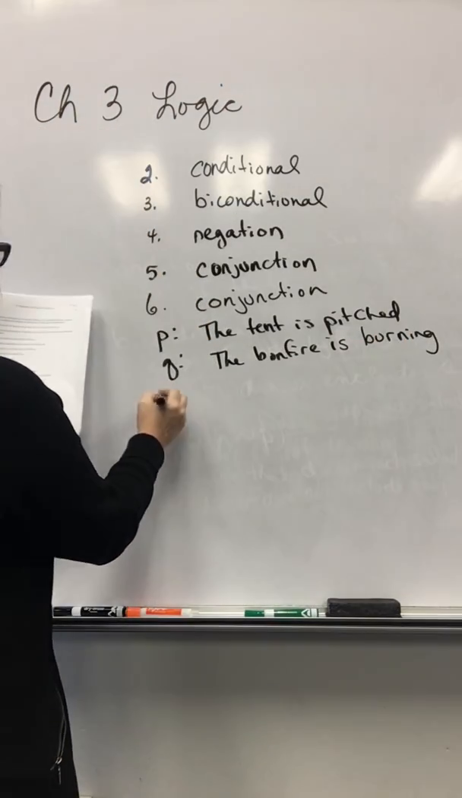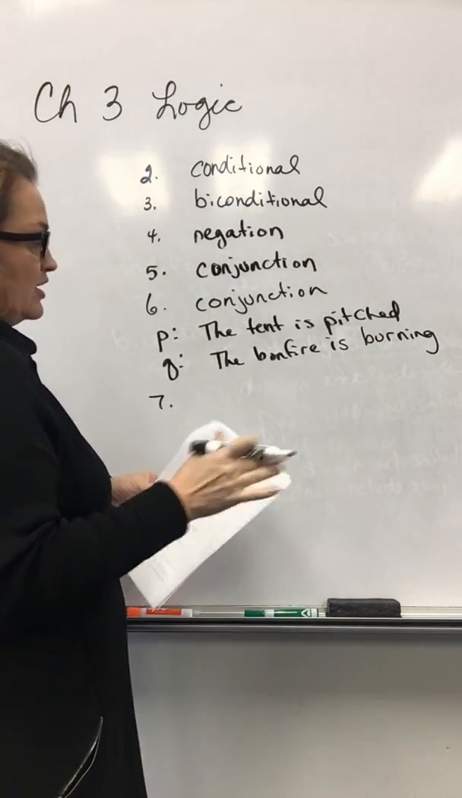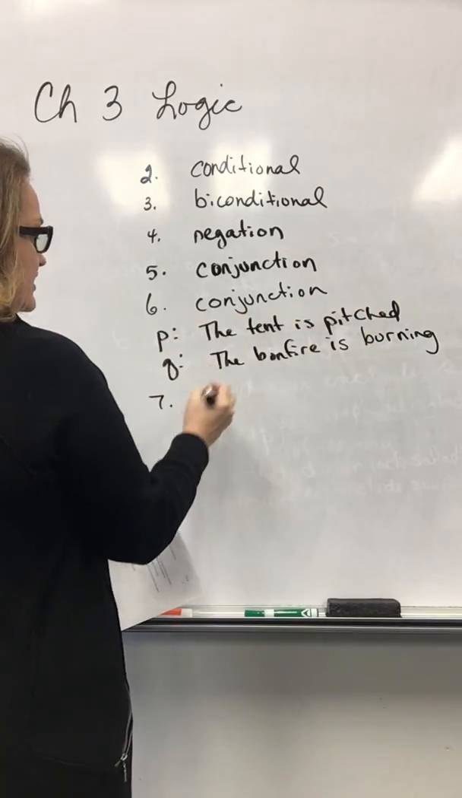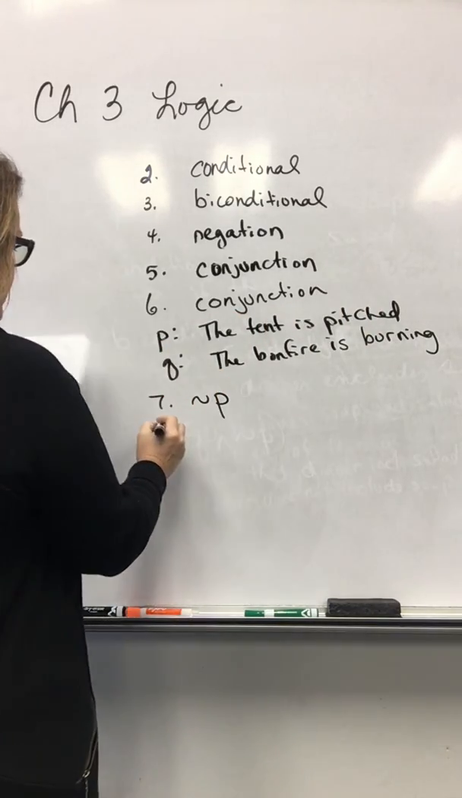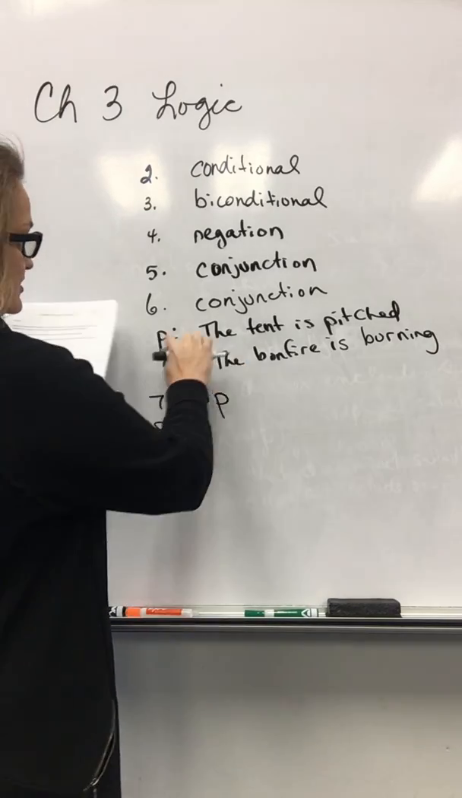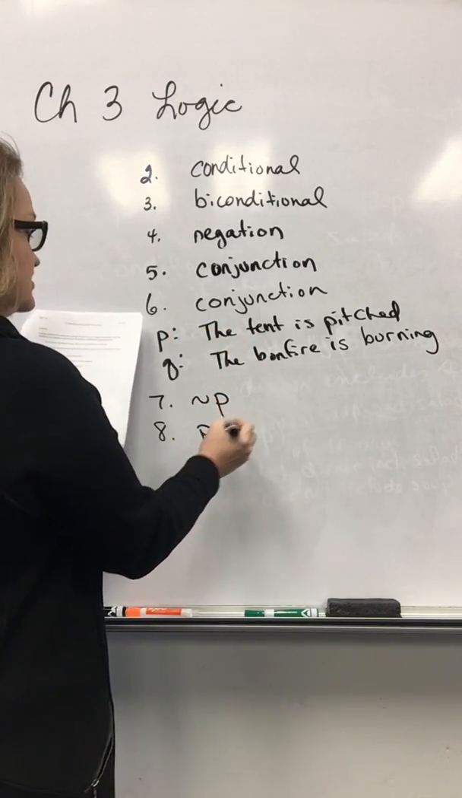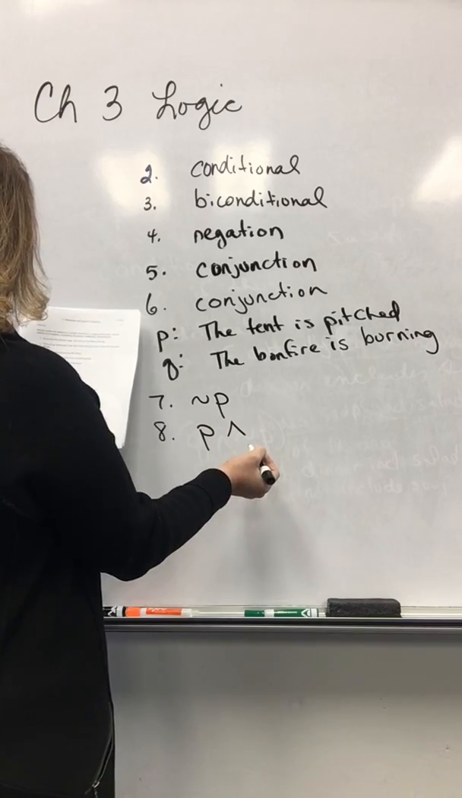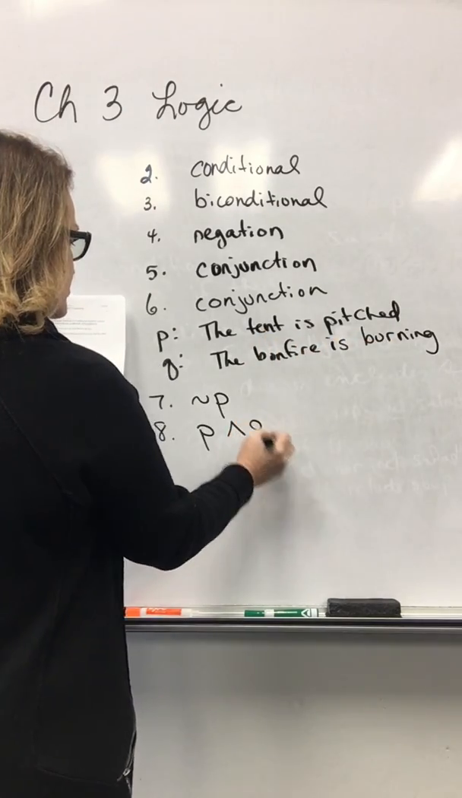All right, so number 7 says the tent is not pitched. So that's statement P negated. The tent is not pitched. That's practicing with negation. Number 8, the tent is pitched. That's statement P. Then it says the word and, which is that symbol. The bonfire is burning, statement Q. So P and Q.